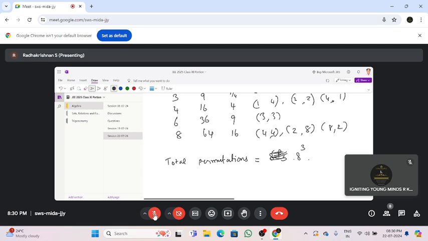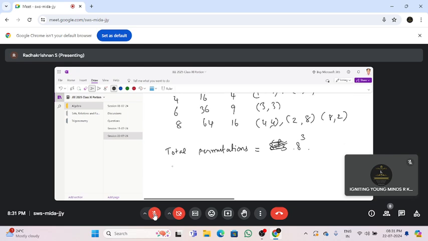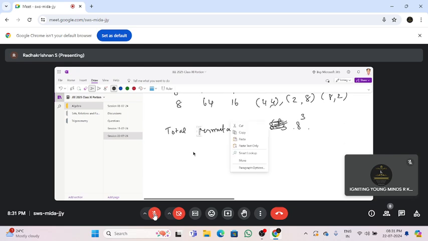So the first, a, can take 8 values, any value from 1 to 8. b can again take 8 values, and c can also take 8 values. So when repetition is allowed, it is 8 cube. This is the denominator of the probability. So the required probability will be 8 by 8 cube, which is 1 by 8 square.